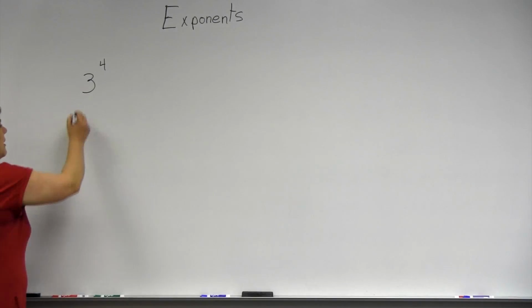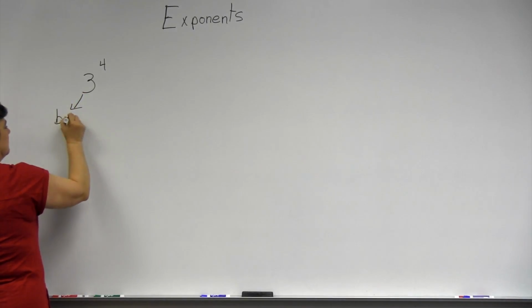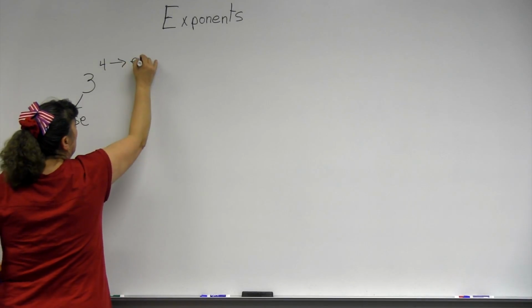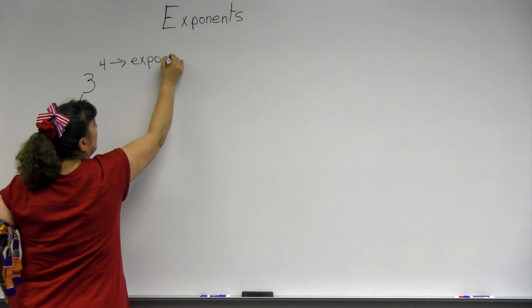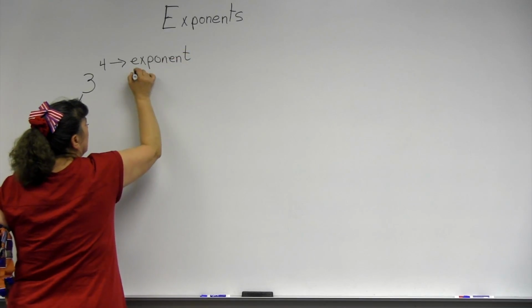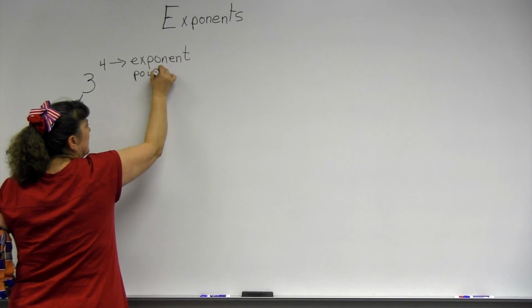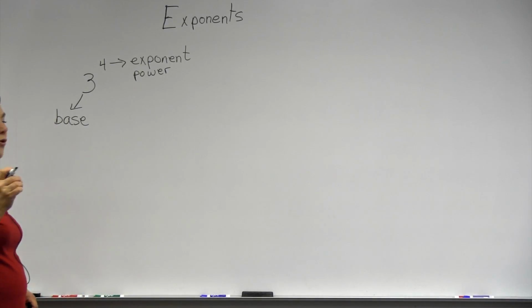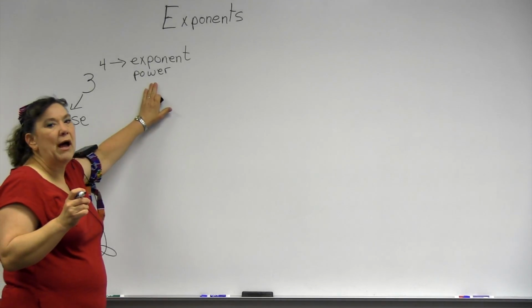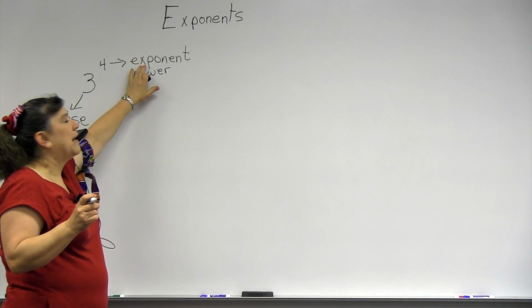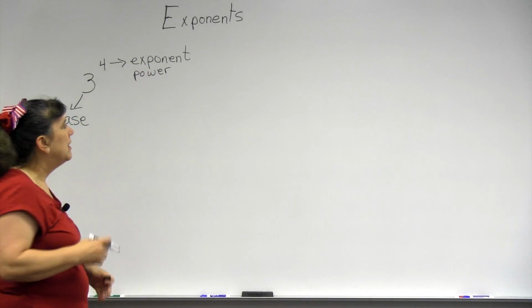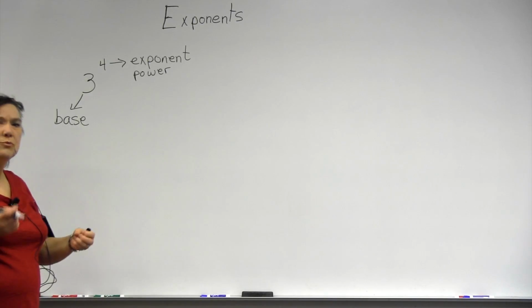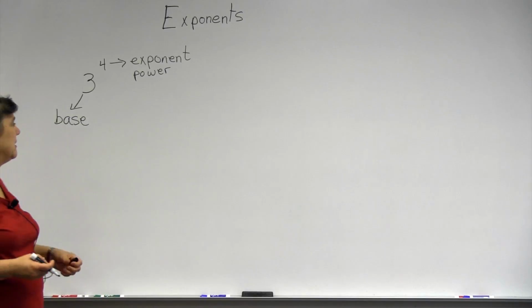This number here is called the base. This number up here is called the exponent, also called the power. Okay, those two words are often used interchangeably. Some of you that are older will have always heard the word power. Some of you younger ones may have only heard the word exponent. So they're used interchangeably. But what does this actually mean? And it's really important to understand what this means.